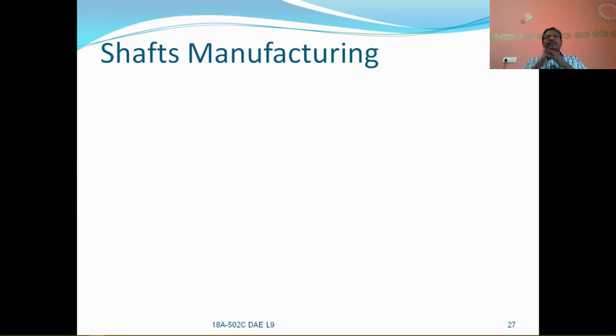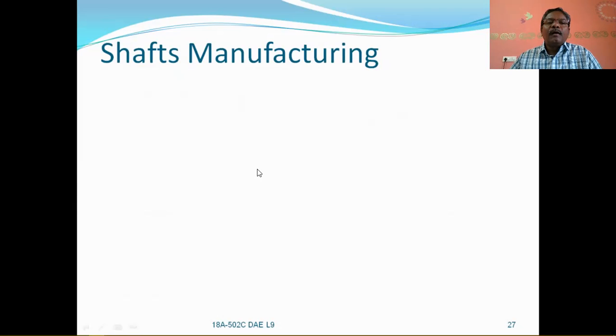And how to manufacture? Along with plain carbon steels and alloy steels, sometimes cast iron is also used. Plastics are also sometimes used for shaft material, but not for large power transmission, only for small power transmissions. We can use plastics sometimes, and also cast irons.